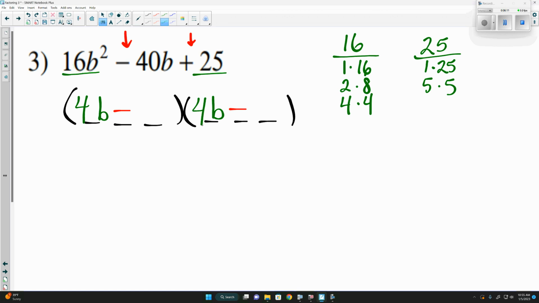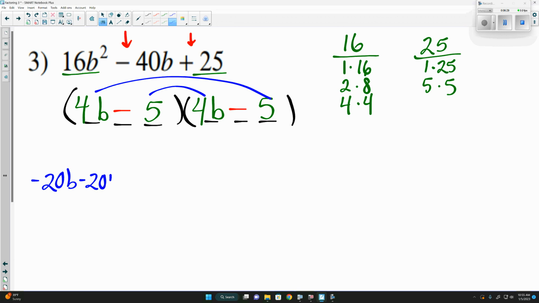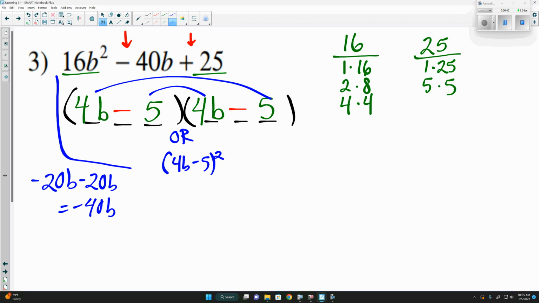And the factors of 25 we want to try are 5 and 5. And if we check this here, 4b times negative 5 is negative 20b. Negative 5 times 4b is negative 20b, which does indeed give us our middle term of negative 40b. Or we can rewrite it as the set of parentheses squared. So we could rewrite it as 4b minus 5 squared.